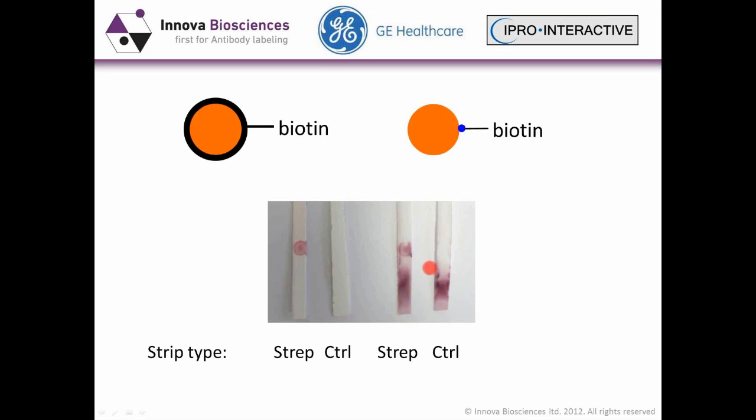And even on the control, we get this significant aggregation here. This can, to some extent, be reduced by optimizing your buffers, but under these conditions, you can clearly see quite a difference.